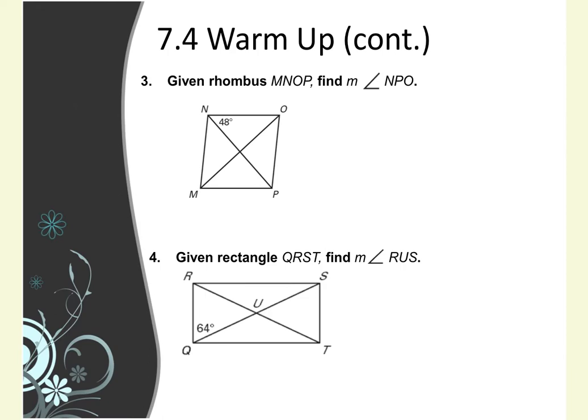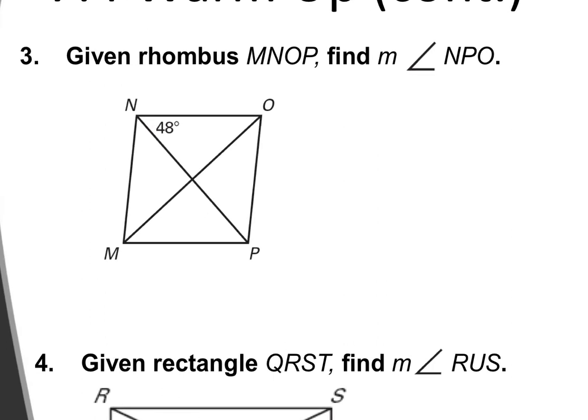All right, question 3 says, given rhombus MNOP, find angle NPO. So NPO is this angle here. It would be what? Go ahead, Mars. It's 48, but I have a question for the previous question. Okay, hang on. So it's 48. Why? Because on a rhombus, the opposite angles are congruent, and the diagonals are bisected. So these would all be the same.